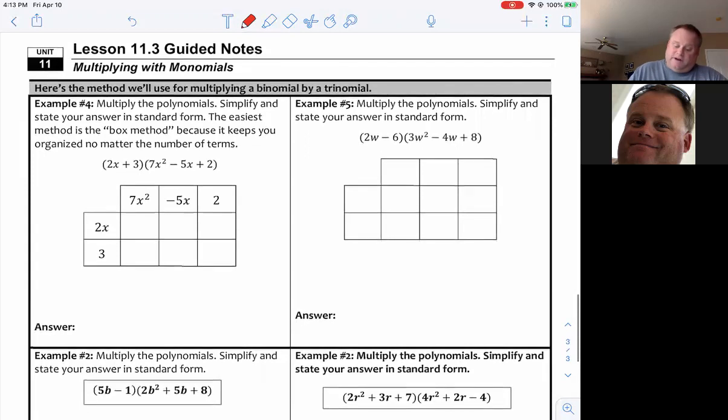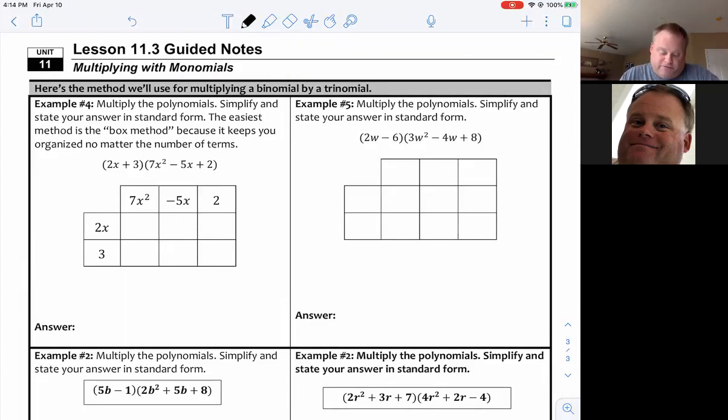Now, I'm going to teach you a method for when you have bigger than a binomial times a binomial, like a binomial times a trinomial, a trinomial times a trinomial, or a 4-term polynomial times a 4-term polynomial. Once you get anywhere bigger than a binomial times a binomial, the box method really is the easiest way to do it, because it keeps it nice and organized for you. You can just double distribute or triple distribute, and I'm okay with that. You don't have to use the box method, but it is a nice way to keep yourself organized, clean and precise.